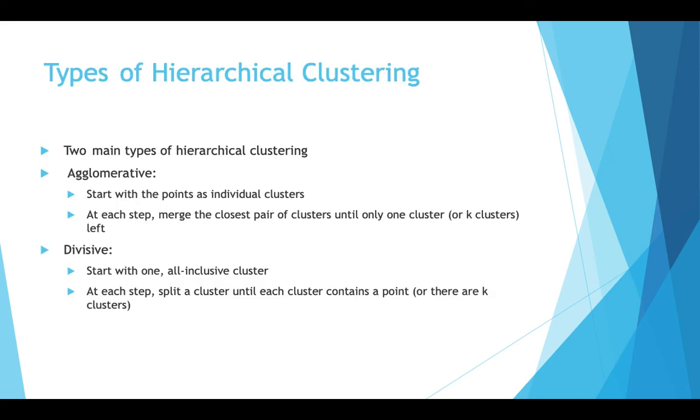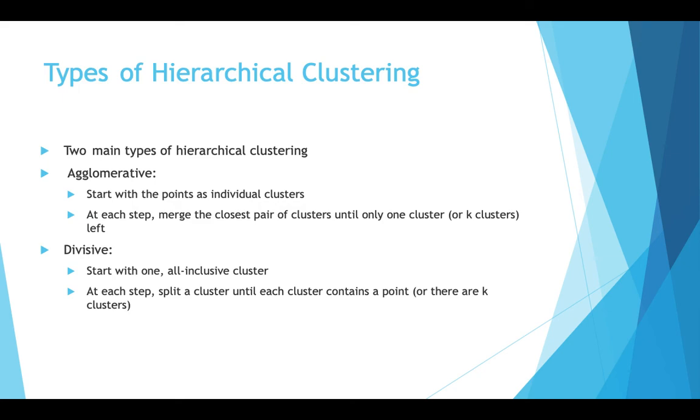There are two types of hierarchical clustering: agglomerative and divisive. In agglomerative, start with the points as individual clusters. So in agglomerative, each point will be one cluster. At each step, merge the closest pair of clusters until only one cluster is left. So it's like merge sort. All the data points will be clusters, and we are going to merge the closest pair of clusters until we get one cluster.